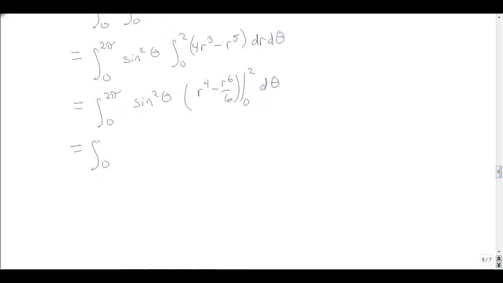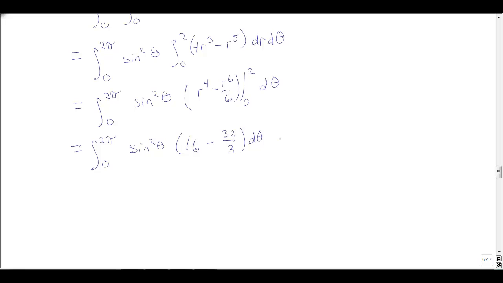And so we get an integral from 0 to 2 pi. Let's see, 2 to the 4th is 16. Well, I should have my sine squared theta first. And then I have 16 minus 2 to the 6th over 6. I'm going to cancel one of the 2's with the 6. So I get over 3, and then I'll have 2 to the 5th, which is 32, d theta.